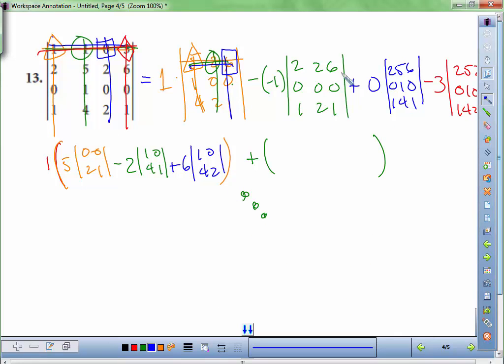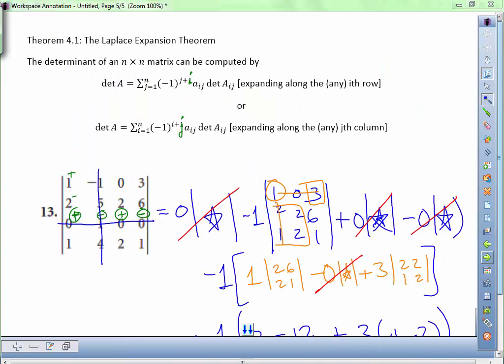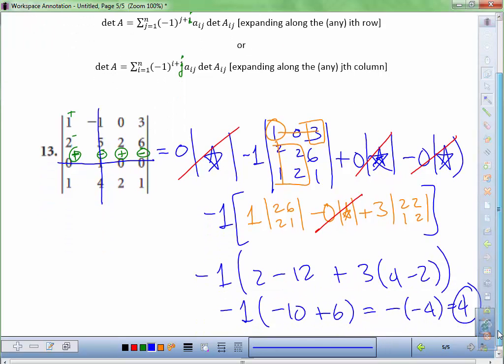Instead of trying to expand these three matrices, the theorem allows us to select a nice row, or column, preferably one with zeros and stuff, so that we can wipe out a bunch of things.